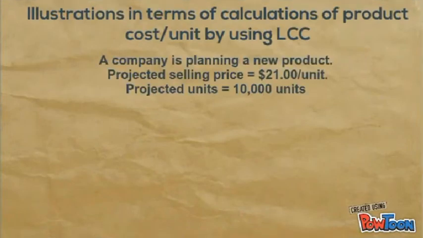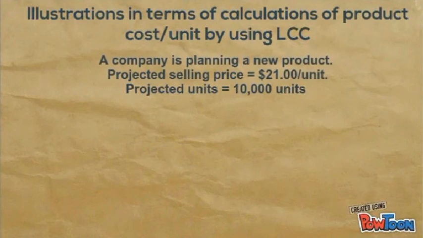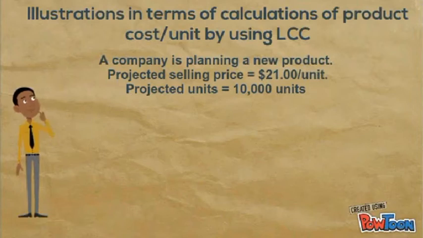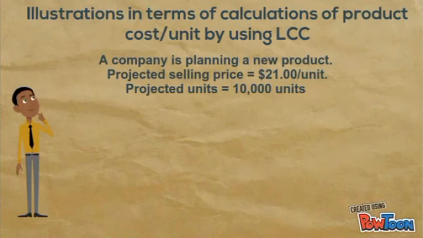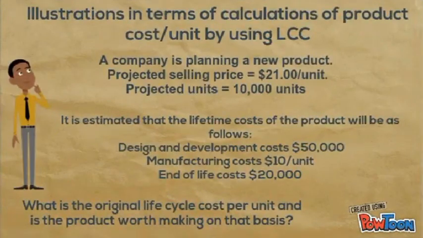Now, let us learn how to calculate product cost per unit by using life cycle costing. Under this illustration, a company is planning a new product. The projected selling price is $21 per unit and the projected units is 10,000 units. It is estimated that the lifetime cost of the product will be as follows. Design and development costs $50,000, manufacturing costs $10 per unit, and end-of-life costs $20,000.